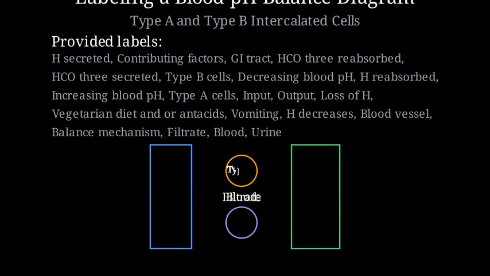Now let's build the base diagram. We'll draw a blood vessel on the left, a kidney tubule on the right, and two special cells in the middle called intercalated cells. We'll then label the parts. Let's start labeling the diagram.